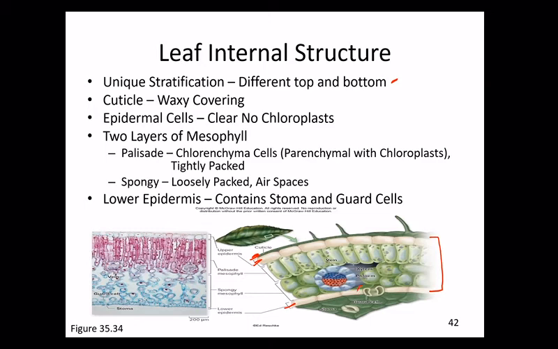On the bottom layer, we have one additional type of dermal cells, and that's the guard cells. The guard cells that are on either side of the stoma. Stoma are only on the bottom of the leaf.